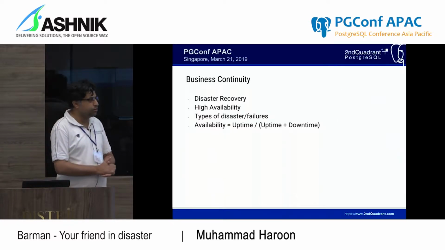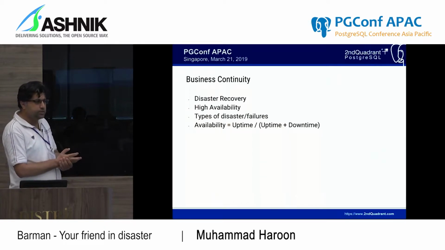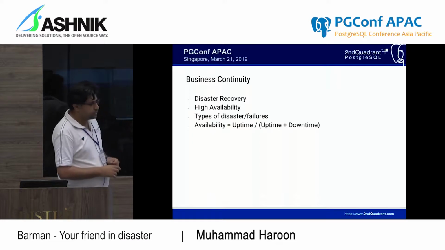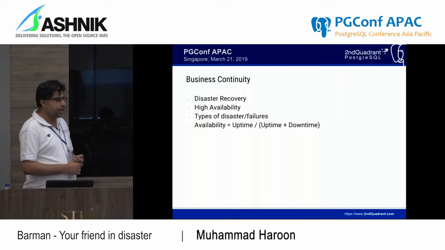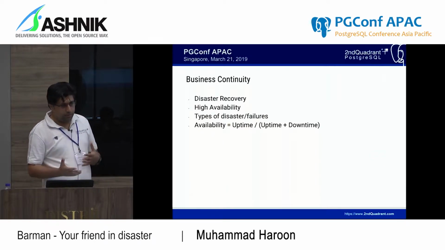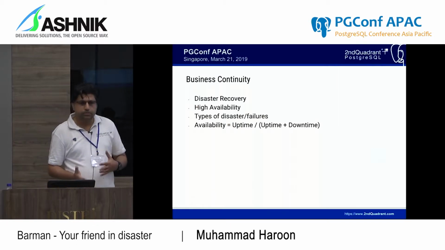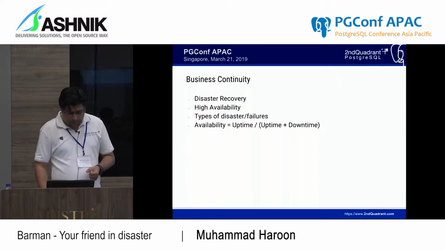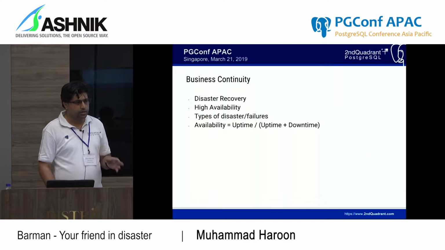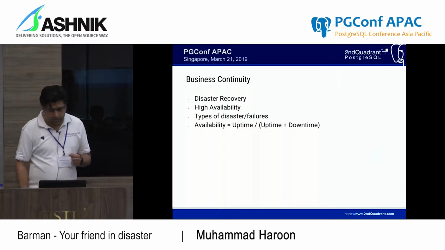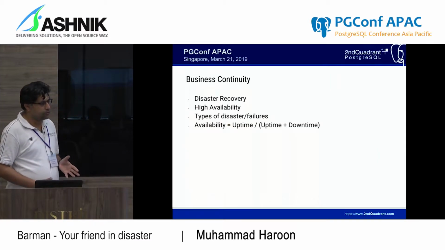What is important is to know the stuff about your business continuity. That concept basically involves some of the stuff that's mentioned here: disaster recovery, high availability types of disasters and failures, and the availability uptime, which is basically a ratio between your uptime and the uptime plus downtime. Now, we've been hearing the terms disaster recovery and high availability a lot in recent times.